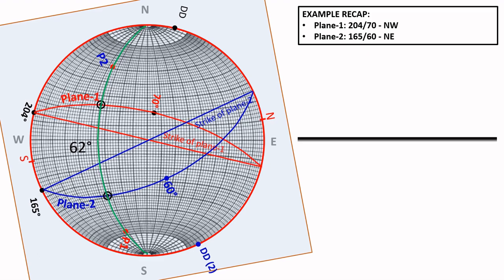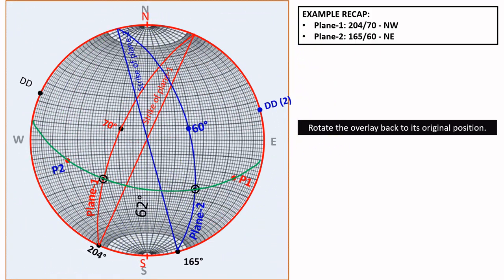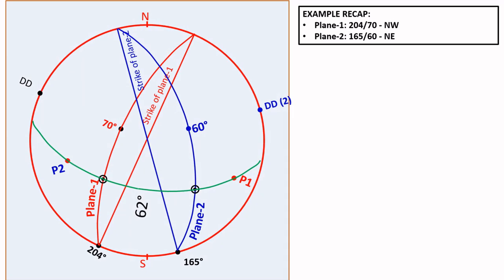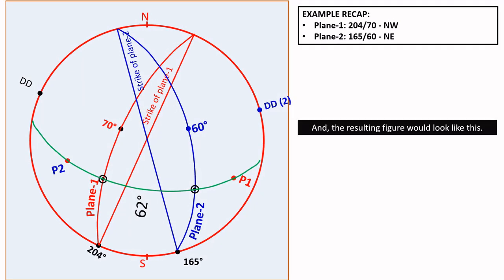Rotate the overlay back to its original position and the resulting figure will look like this. In this way, you can determine the angle between two planes. This is the end of the module.